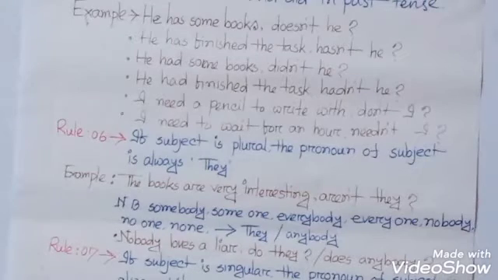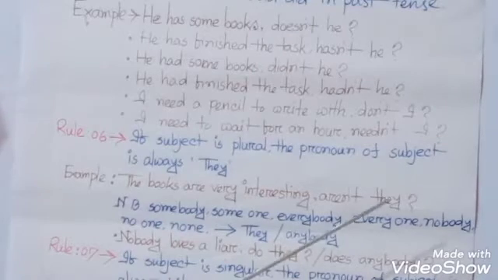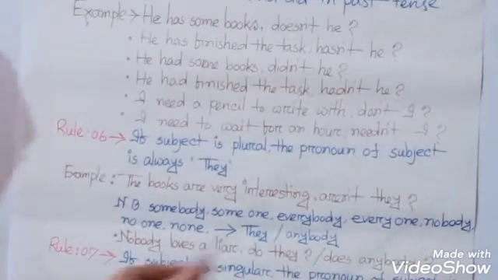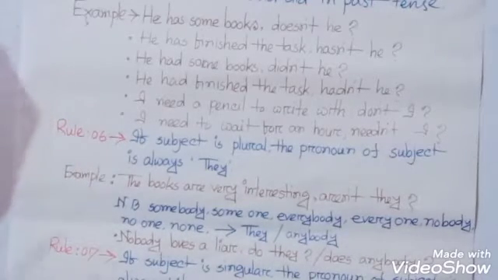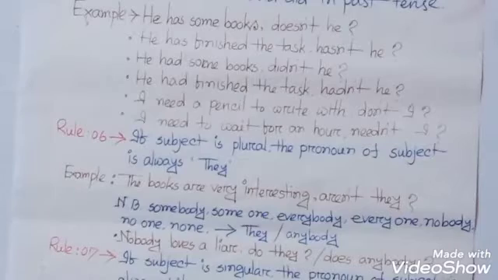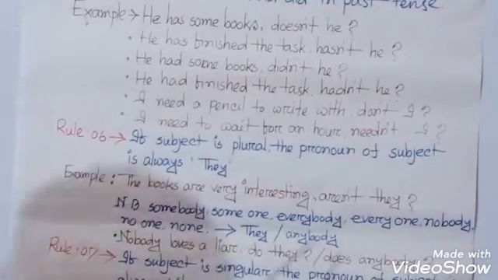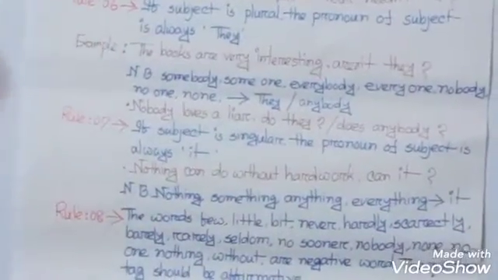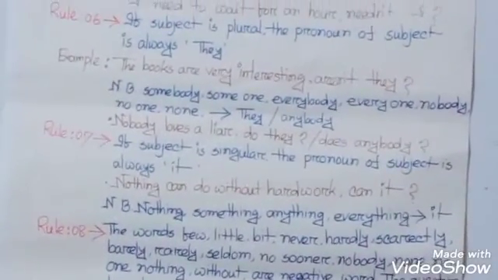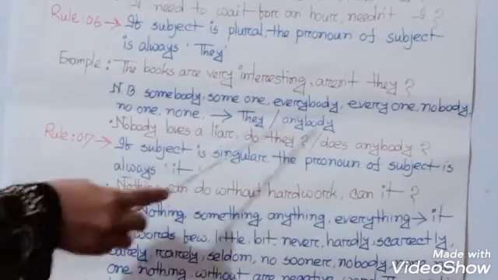Dear students, you should remember that somebody, someone, everybody, everyone, nobody, no one, none: these all are plural. That's why we use they. We also may use anybody. They or anybody, and we may tag question with the use of they, also anybody.